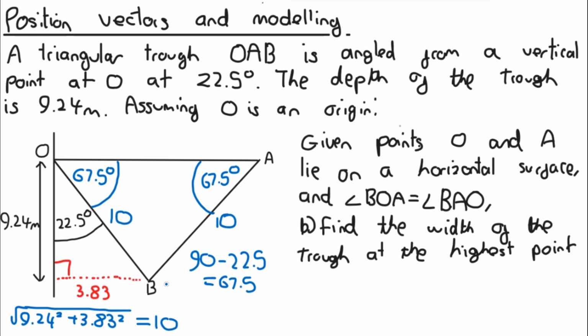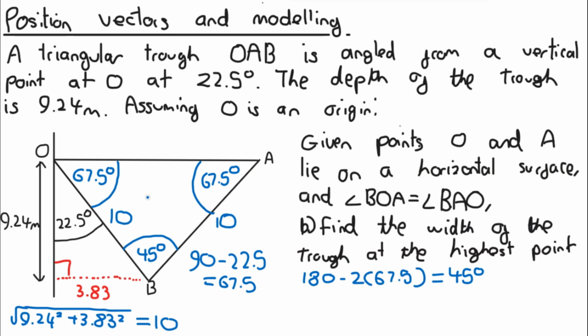And because angles in a triangle add up to 180 degrees, we can figure out this angle here, because we can do 180 minus 2 times 67.5, because those are the other two angles. And if you put that into a calculator, you get out 45 degrees. So this is going to be 45 degrees.